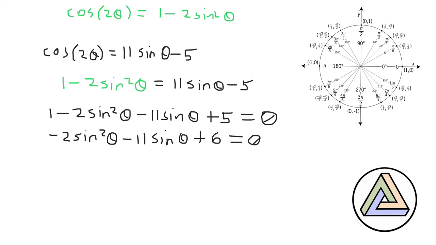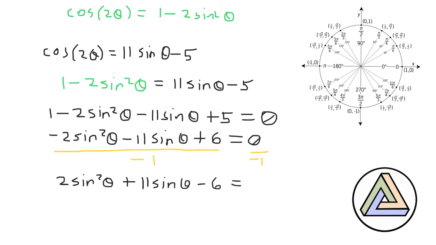Now, before I go ahead and do factoring or use the quadratic formula or whatever, I'm going to want this leading coefficient to be positive. So we want to get rid of this negative 1 that's kind of lurking in front of it and making it negative. So we're going to divide both sides by negative 1, and in doing so, we really just change the sign of everything. So this becomes plus 11 sine theta. This becomes negative 6, and 0 over anything is just 0.